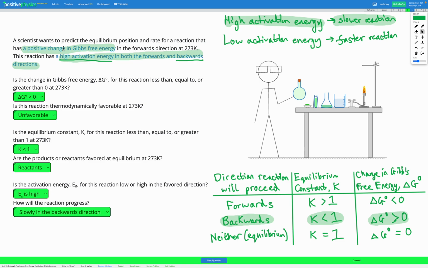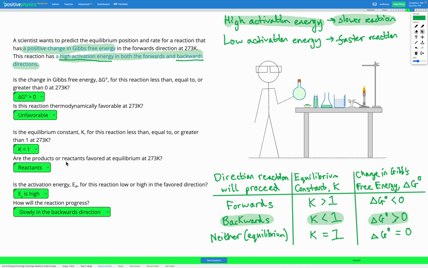So in this skill, first we need to look at the change in Gibbs free energy. If it's less than 0, our reaction is thermodynamically favorable and it will happen in the forwards direction. If it's greater than 0, our reaction is thermodynamically unfavorable and it's going to happen in the backwards direction instead. If we have a forwards reaction happening, we know K must be greater than 1 and our products will be favored at equilibrium. If we have a backwards reaction happening, we know that K must be less than 1 and our reactants are favored at equilibrium.